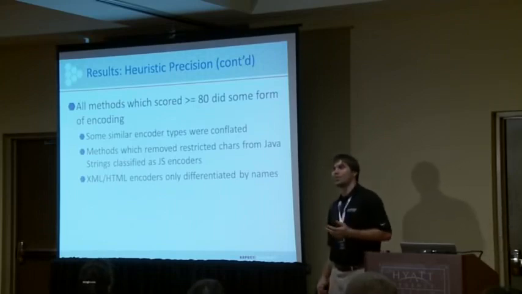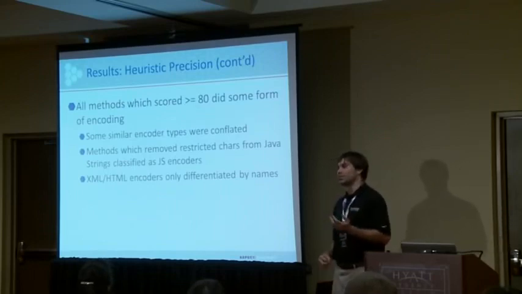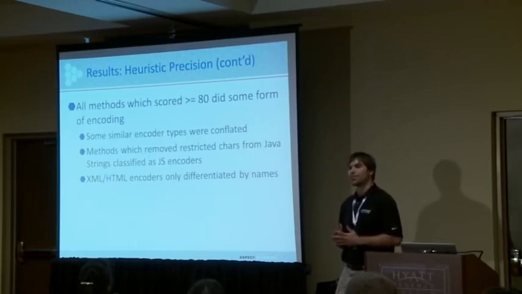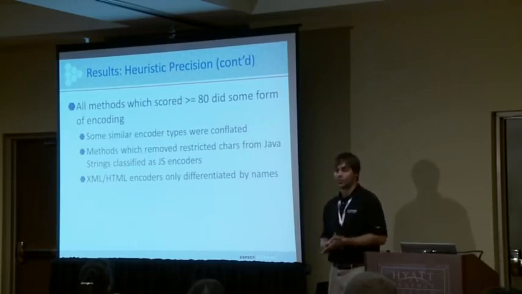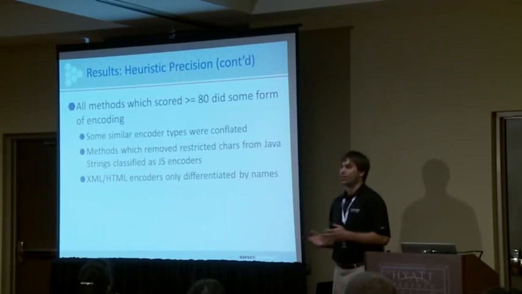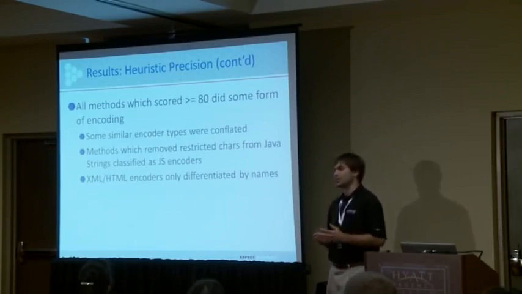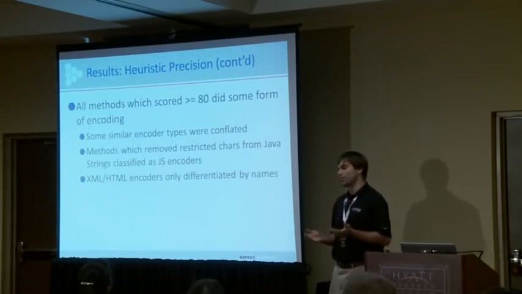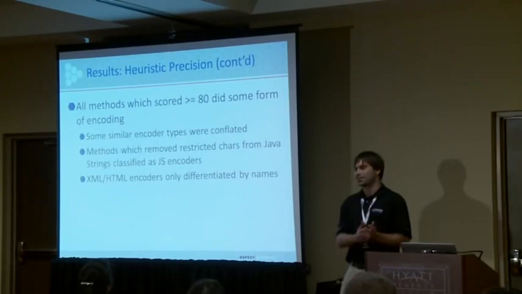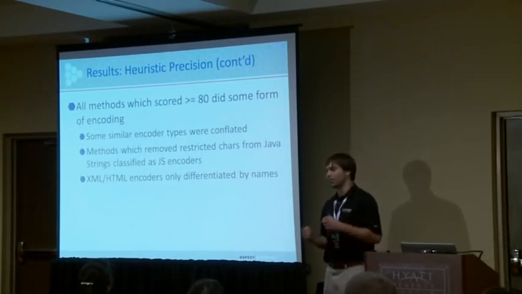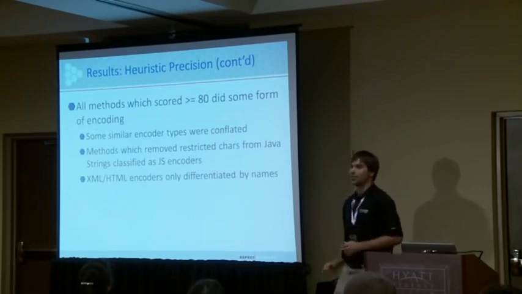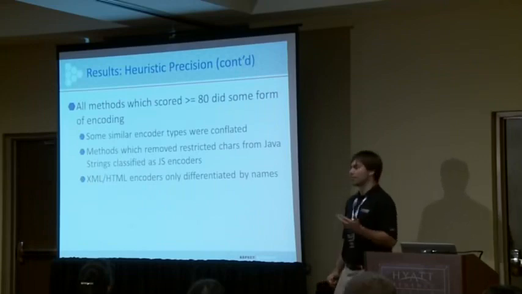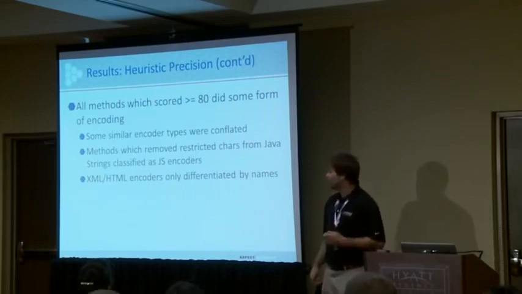Now, what does that mean? It doesn't necessarily mean that each of those methods was an encoder of the type we looked for that was complete and that did everything we wanted to. What it means is that it encoded at least some of the characters we expect an encoder of that type to encode. So if it was HTML, it might have encoded ampersands and less than signs. If it was JavaScript, it might have encoded new lines and quotation marks. It at least did some of the right encoding. But there were some issues.